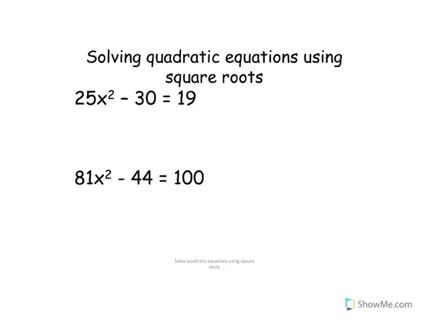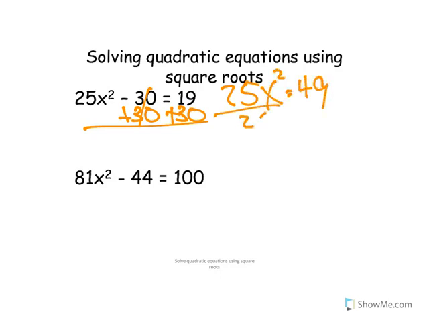All right, so this one is just going to involve some fractions at the end. So again, guys, procedure will be the same. I'm going to add 30 on both sides. It gives me 25x squared is equal to 49. I'm going to divide both sides by 25, which should give me x squared is equal to 49/25ths.